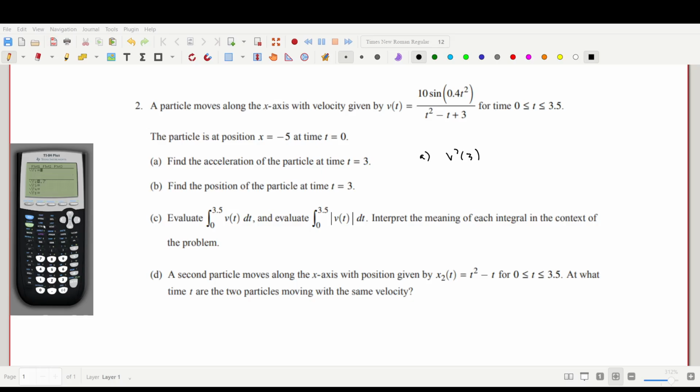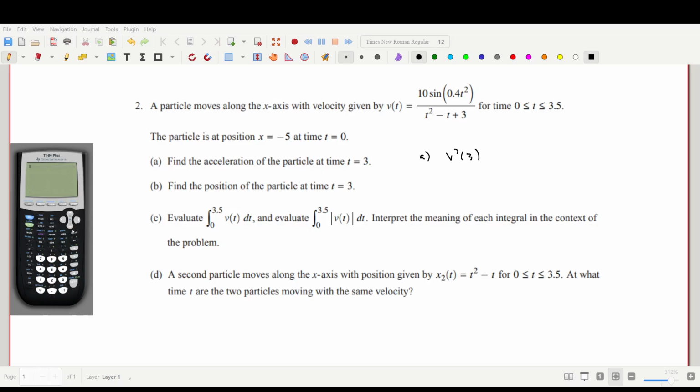Make sure you are in radians mode here. I already checked, but okay. 10 sine of 0.4 t squared. T squared's fine. And then over, make sure there's parens here. T squared minus t minus 3. T plus 3, I mean.